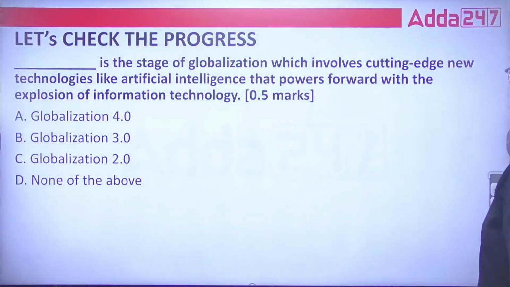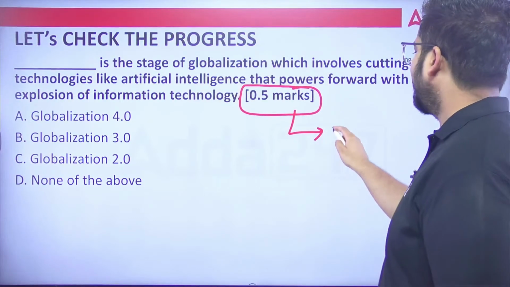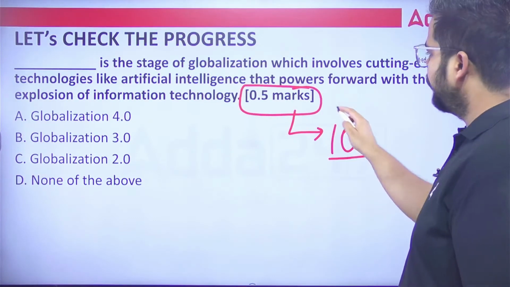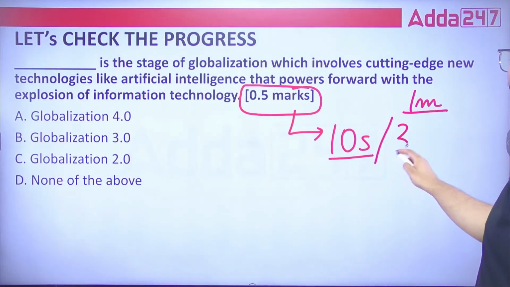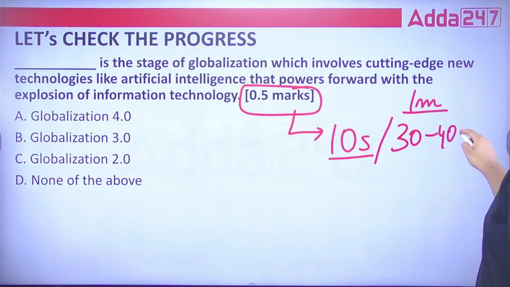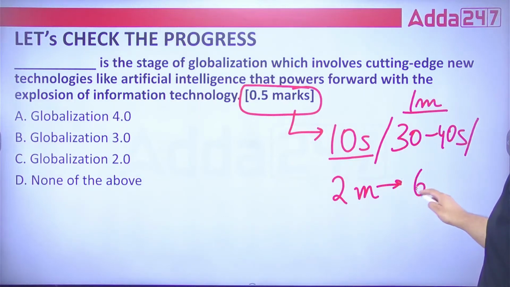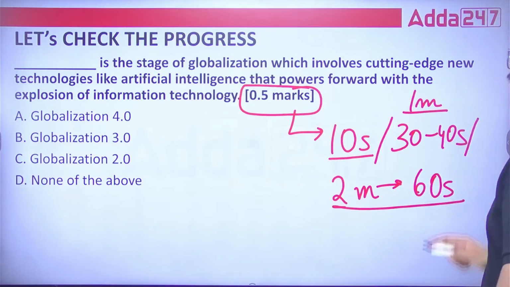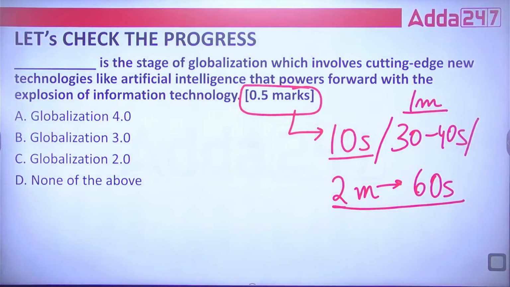First question is in front of you. My expectation, as always, would be to solve these questions within a stipulated time frame: 10 seconds for a 0.5 marker, for a 1 marker not more than 30 to 40 seconds, and lastly, for a 2 marker, the maximum time you should take is 60 seconds. So try to solve the questions as they appear on your screen, and do let me know in the live chat what the correct answer is.